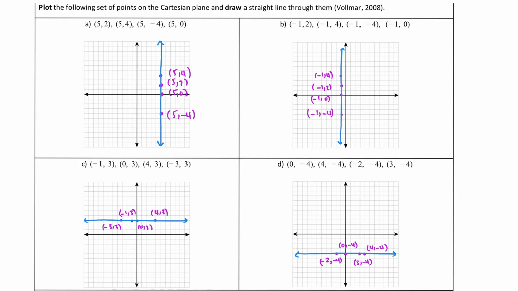One thing you notice is that on this line over here, all the x coordinates of my points are always 5. And that makes sense because on a vertical line, the x values are always constant. They never change. And we can see that our y coordinates are changing. So to write the equation of this line, since the x coordinate is always 5, the equation is simply x is equal to 5.